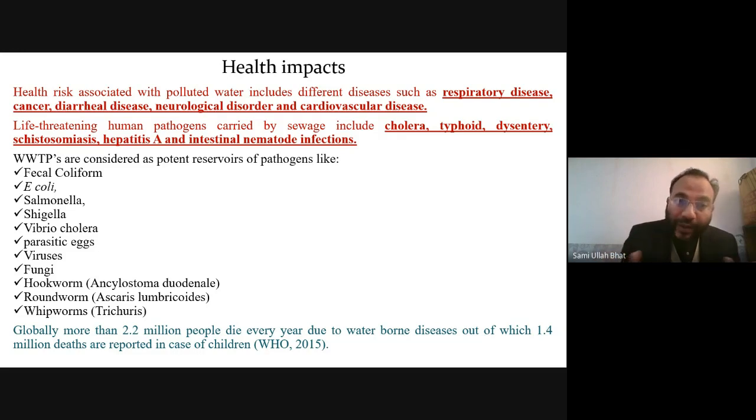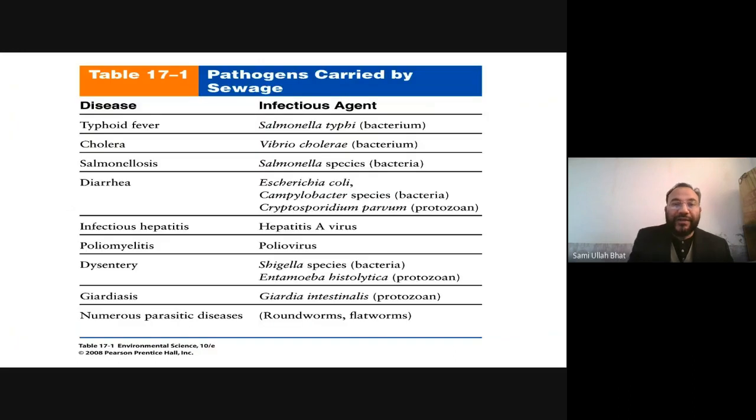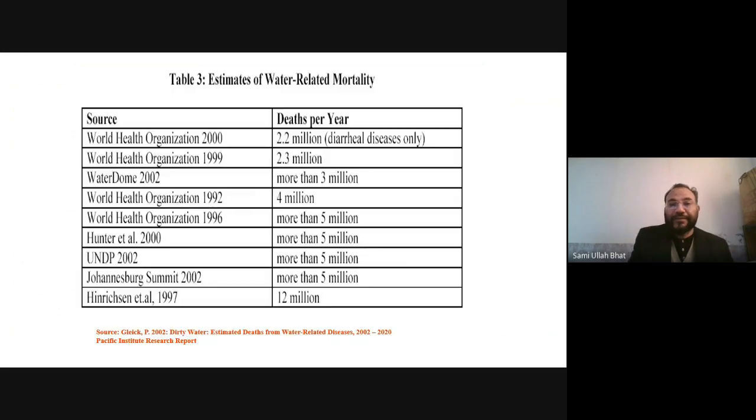So you can understand the implications of sewage if we are not in a position to manage it. These are the pathogens carried by sewage. You have typhoid like Salmonella typhi, then cholera, diarrhea, dysentery, giardiasis. All of these are carried because of sewage which is not treated. There is no chlorination, no disinfection. As a result, it is telling on our health. So these are the deaths per year from water-related mortality. Millions of deaths, especially from diarrheal disease.